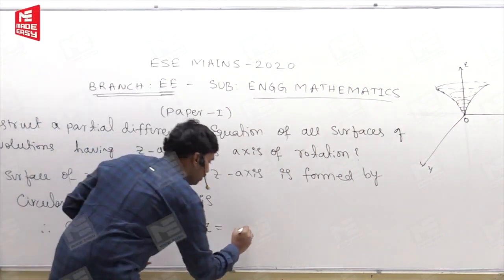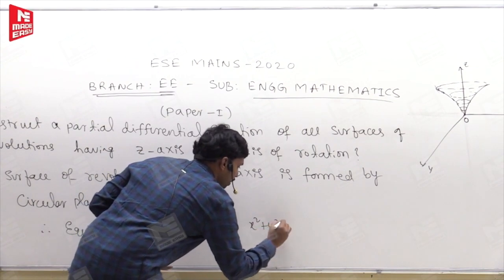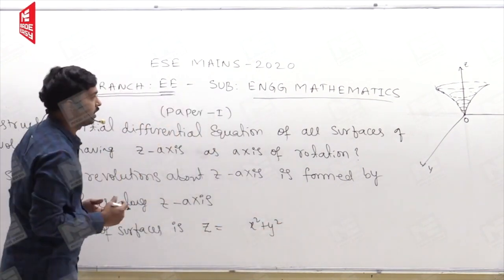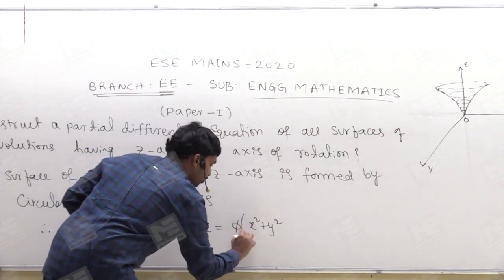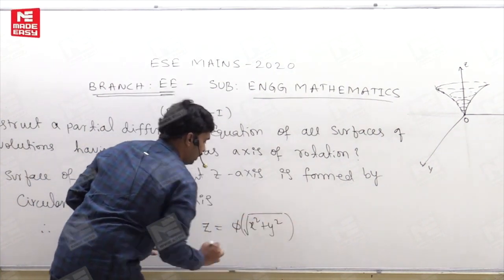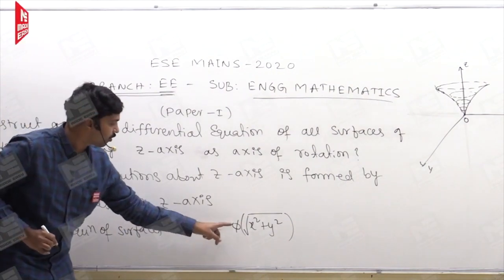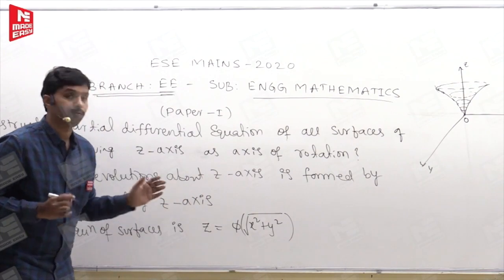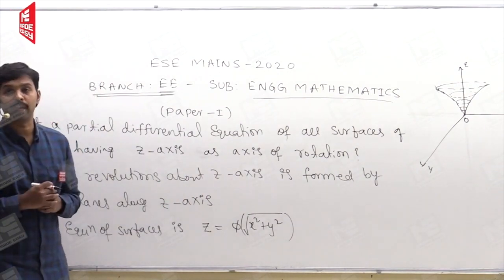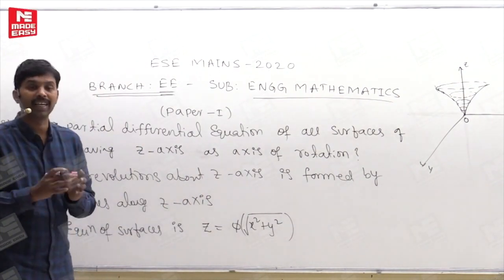So what is the equation of the circles? Basically, x square plus y square is equal to some radius squared. But this one is taken along the z-axis. That is, we write it as z equal to phi of under root of x square plus y square. So this is the equation of the surface of revolution that we are taking as a general equation.